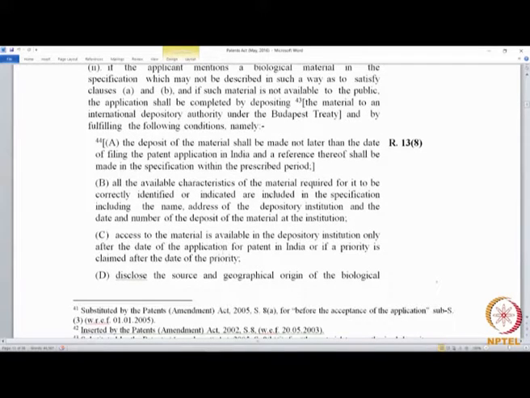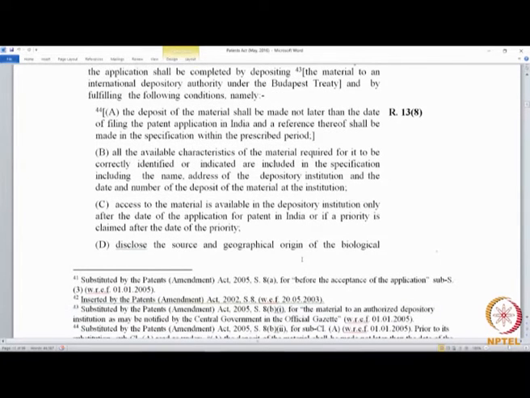And there are some requirements, as the specification shall include the name, address of the depository institution, and the date and number of deposit of the material at that institution. So, once the biological material is deposited, there is a date on which that is done and a number which is given. So, those details have to be included in the specification.